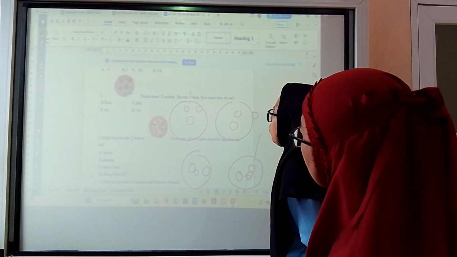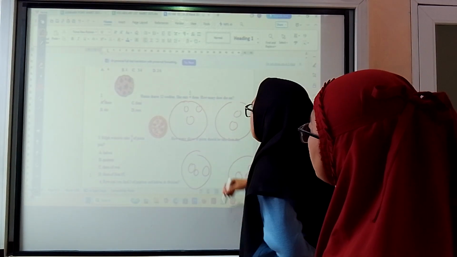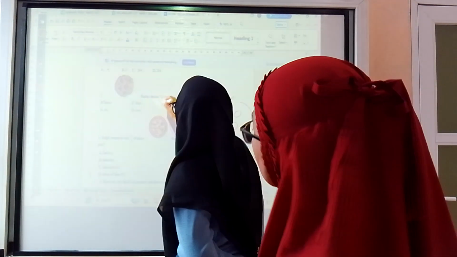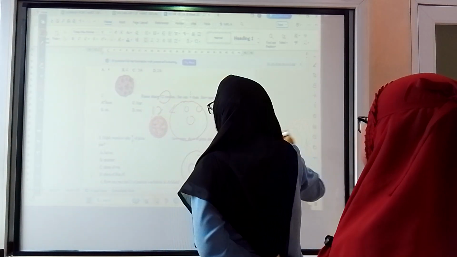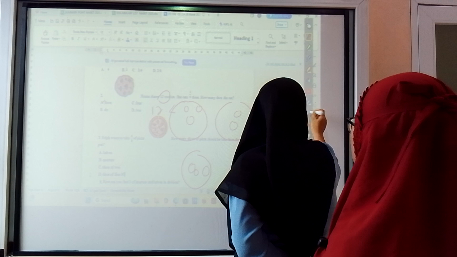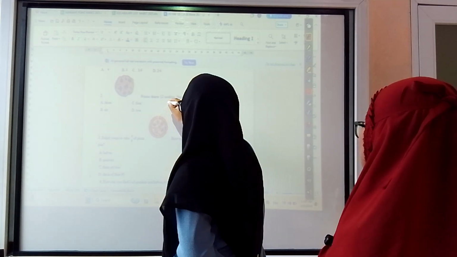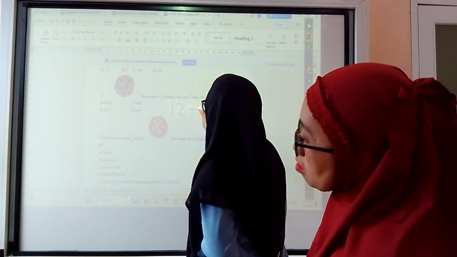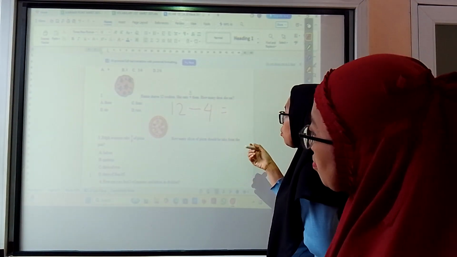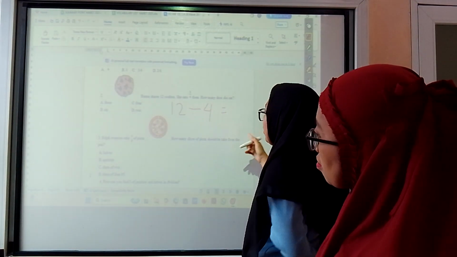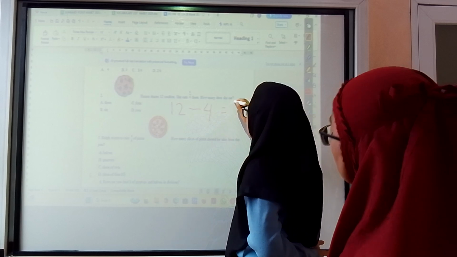If they want to make division, they can do it by dividing. So 12 cookies can be divided by 4. For example, if you want to divide it, 12 cookies divided by 4. The answer they can find by using multiplication. So 4 times how many to get 12? So the answer is 3.